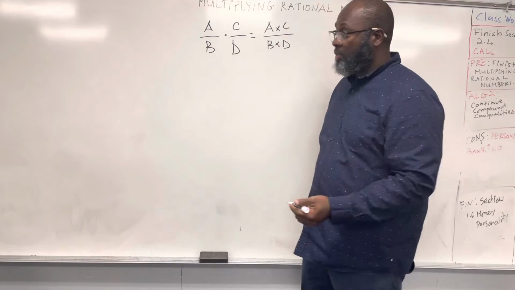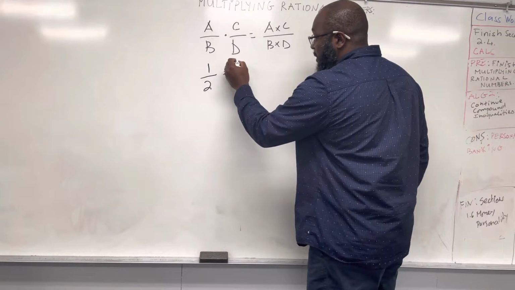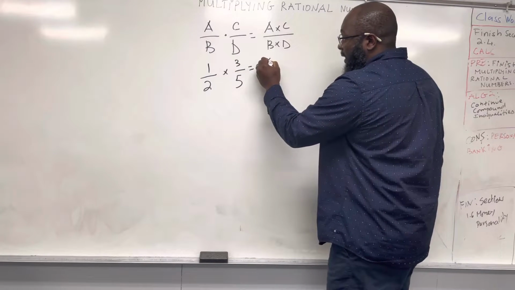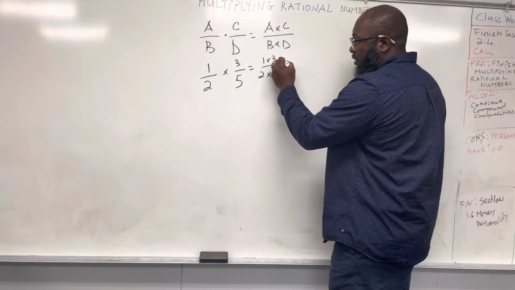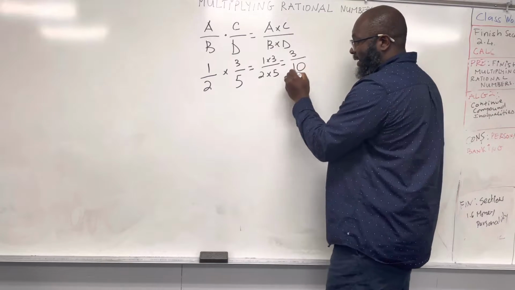Let me give you an example. If I have 1 over 2 times 3 over 5, this becomes 1 times 3 over 2 times 5, which is basically 3 over 10, okay?